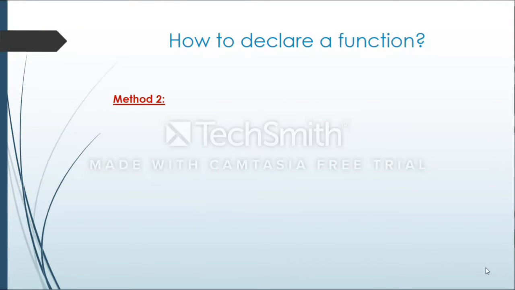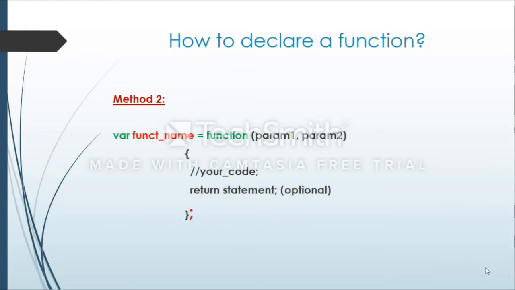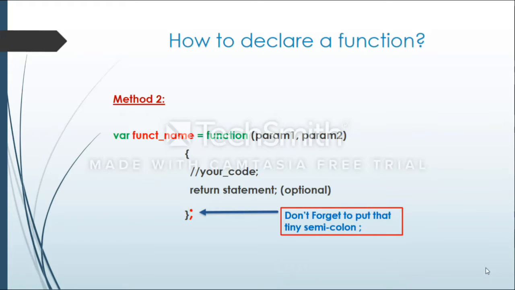Let's see another method of declaring a function in JavaScript. Here you use a variable keyword to declare a variable, and the variable name will be same as the function name, and then we'll assign a function object with a list of parameters to that variable, and the function object will contain a body with the required code and return statement. And also don't forget to put that tiny semicolon.